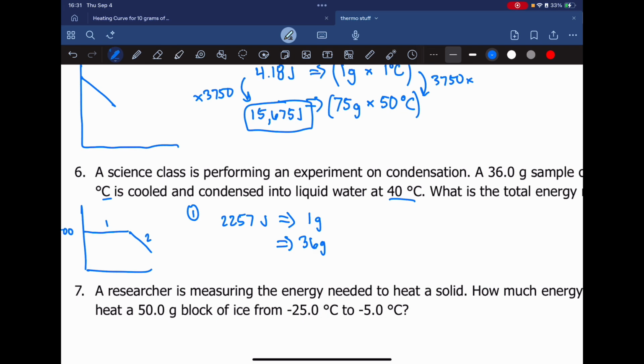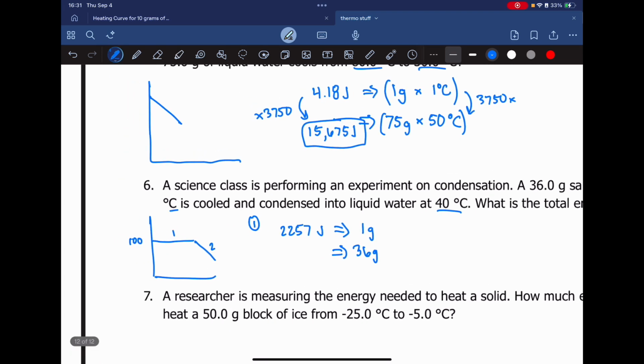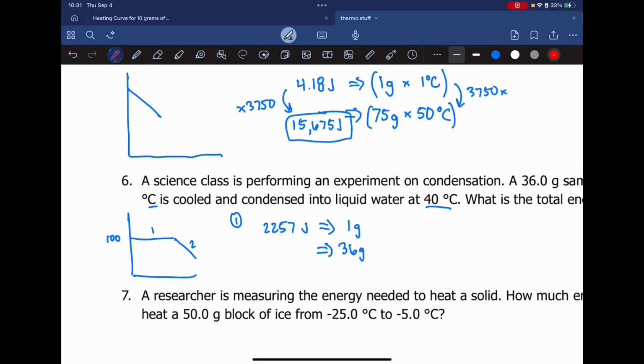So I need to scale this up by a factor of 36. Remember that we don't need to put any temperature here at all because we're doing a phase change, so the temperature doesn't change. We don't need to account for temperature when the temperature isn't changing, right? That's what we care about, is temperature change. So we're staying at 100 degrees this entire time that we're condensing. So I just need to multiply my 2257 times 36. And when I do that, I get 81,252 joules.